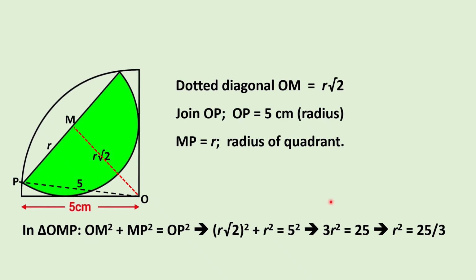Expanding, we get 3R square is equal to 25. So R square is equal to 25 by 3. That's the value of R square, 25 by 3.